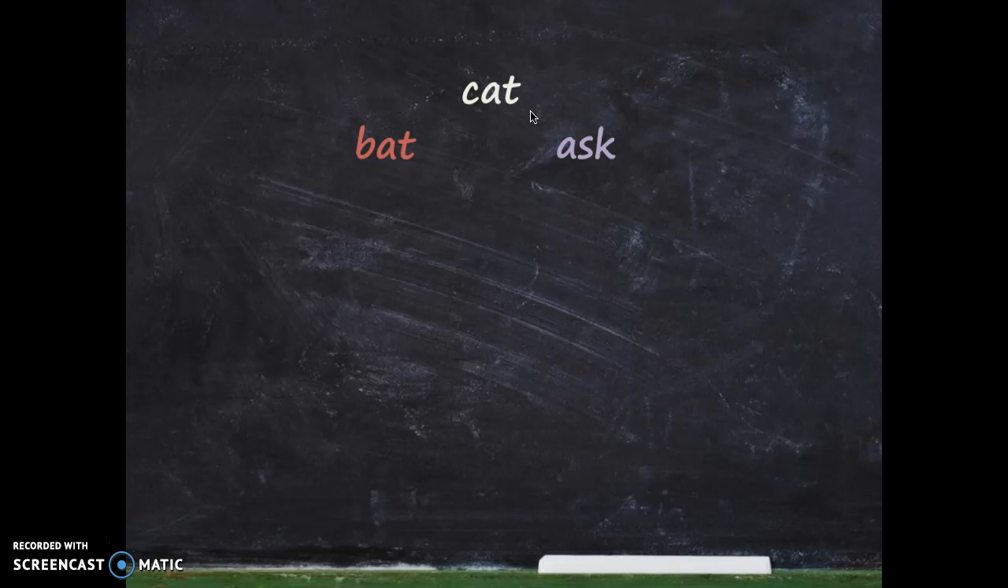A. So let's do the same thing with the word bat. Let's segment that word into different sounds. Ready? B, a, t, bat. Put it all together. Bat. Do you hear that short A sound? A. Do the same thing with the word ask. Ask.